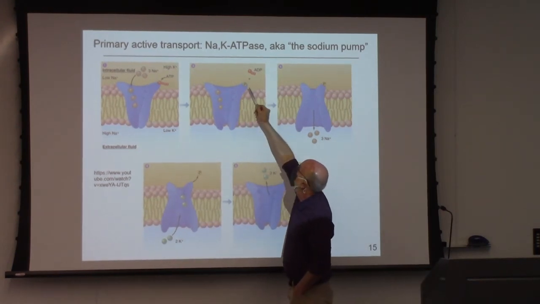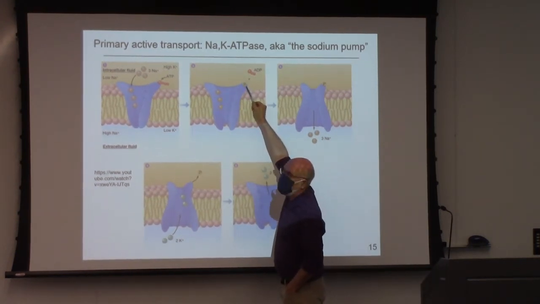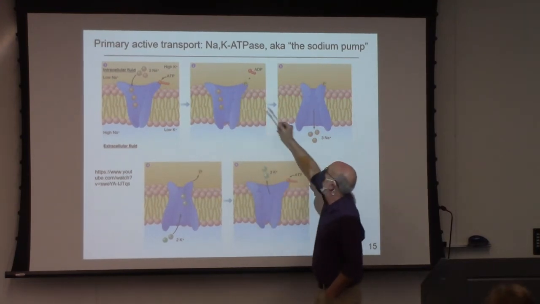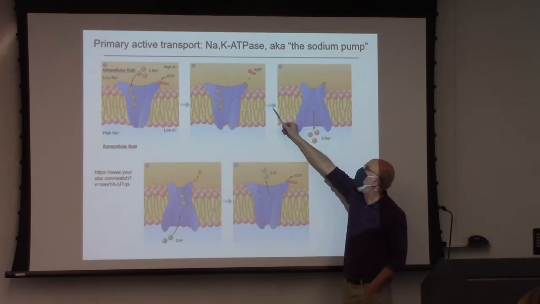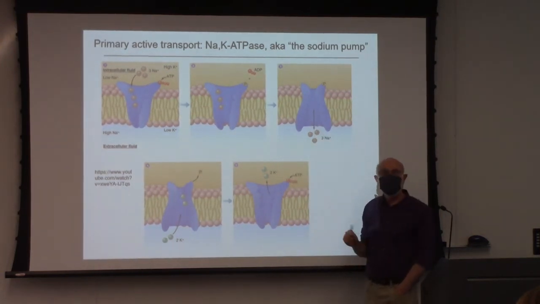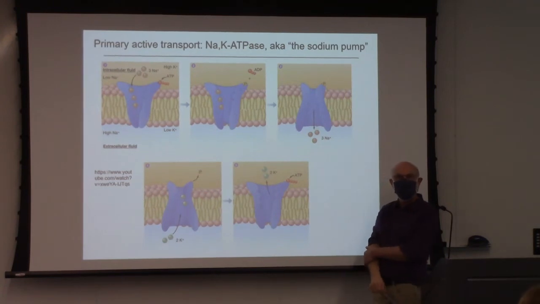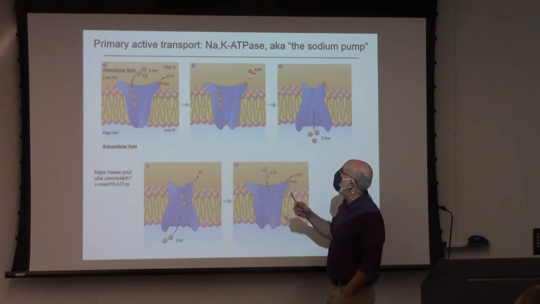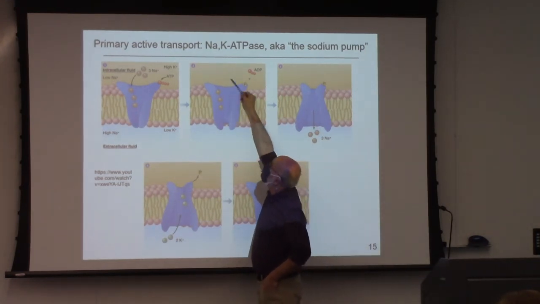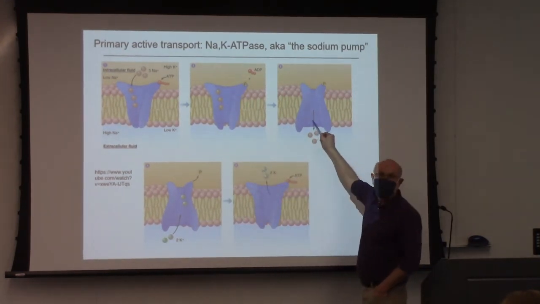Sodium, phosphate, phosphorylation, protein. What is embedded in this arrow? What are the words that describe what happens between here and here? There are several correct answers. Sarah, I see you look like you know the answer. The enzyme conformational change lowers sodium affinity for the protein binding. Good. Several features of conformational change. It goes from an inward-facing conformation to an outward-facing conformation.